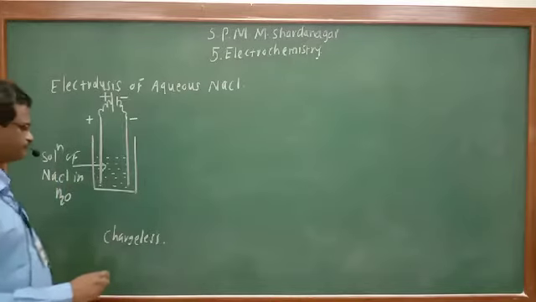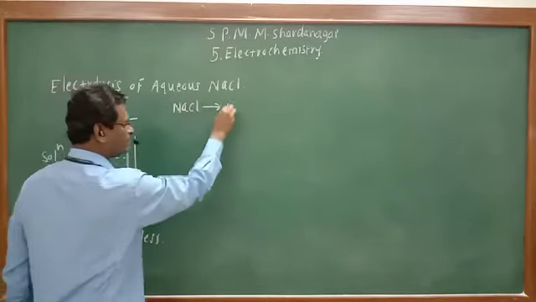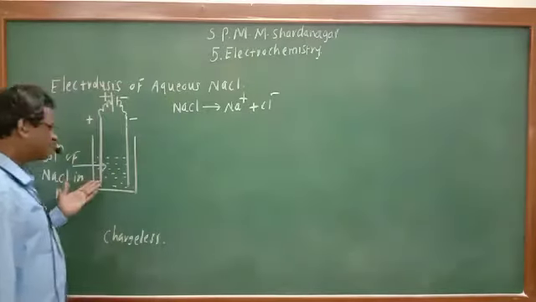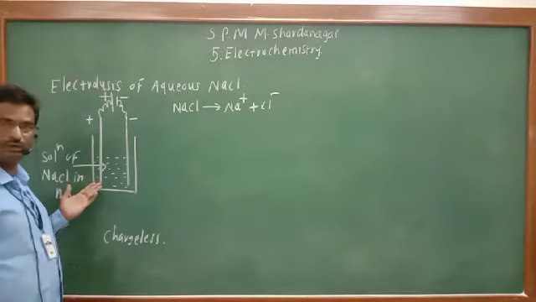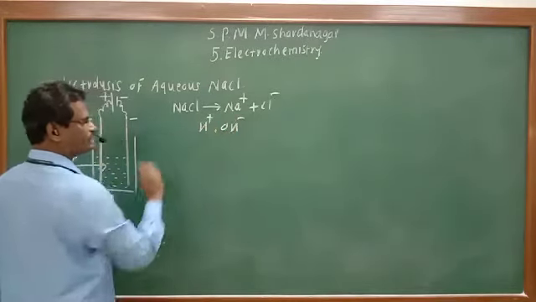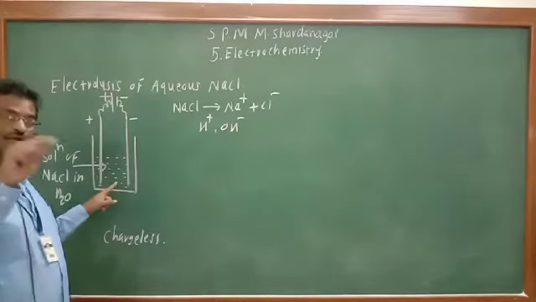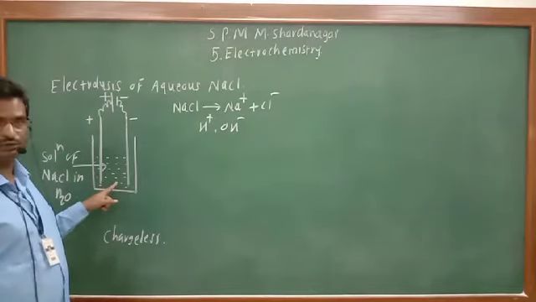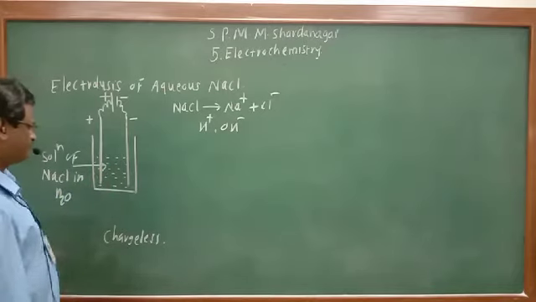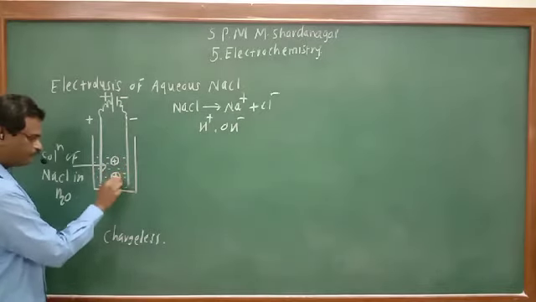Now see what happened. There is decomposition of NaCl. NaCl is converted to Na+ and Cl- ions. Water is there, and that water also produces H+ and OH- ions. So over here, two positive ions are there. Which are the two positive ions? Na+ ions and H+ ions.